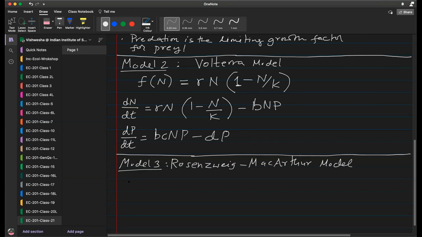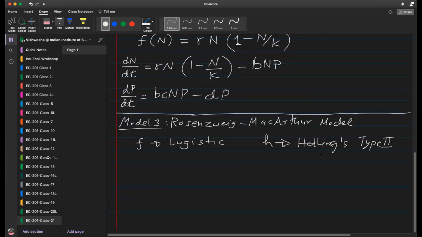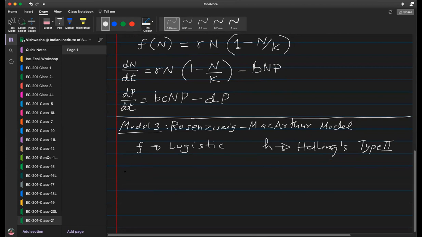So here, the basic idea is that the F continues to be logistic as before, and H now becomes Holling's type 2. So basically, I'm just listing 3 important models in the order of increasing complexity and more biological realism. Okay.